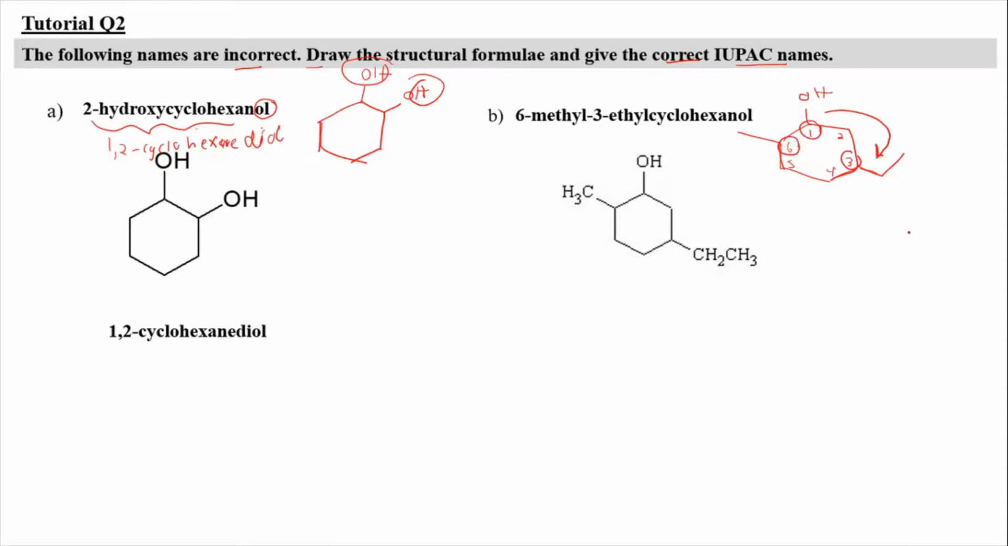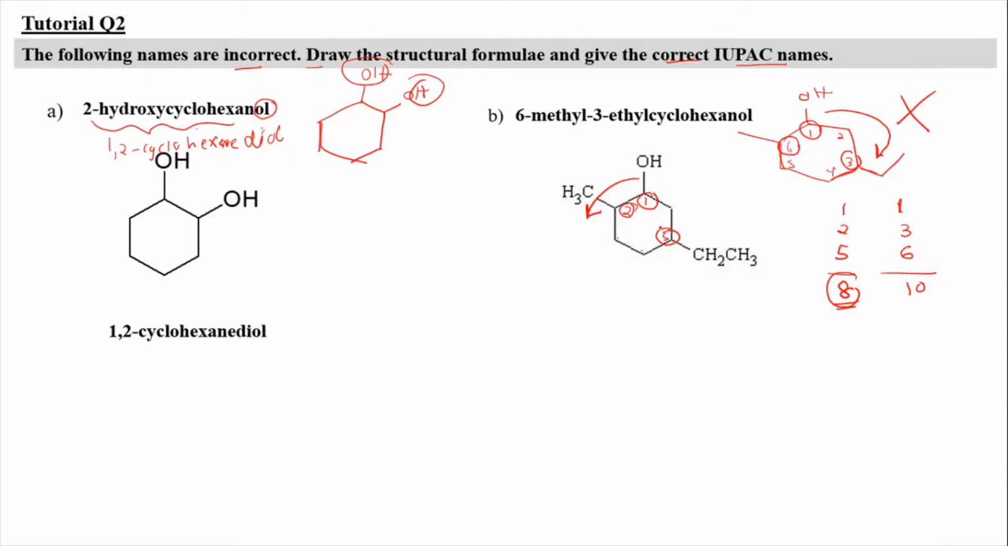If I go on the right hand side, I will get 1, 3, and 6, and if I count the locants, the total is 10. However, when doing the naming, we have to select the lowest set of locants. So instead of going on the right hand side, I can go on the left hand side: 1, 2, 3, 4, and 5. If I do that, I will get a total of 8. So I should follow this direction and not the other. This is the correct numbering.